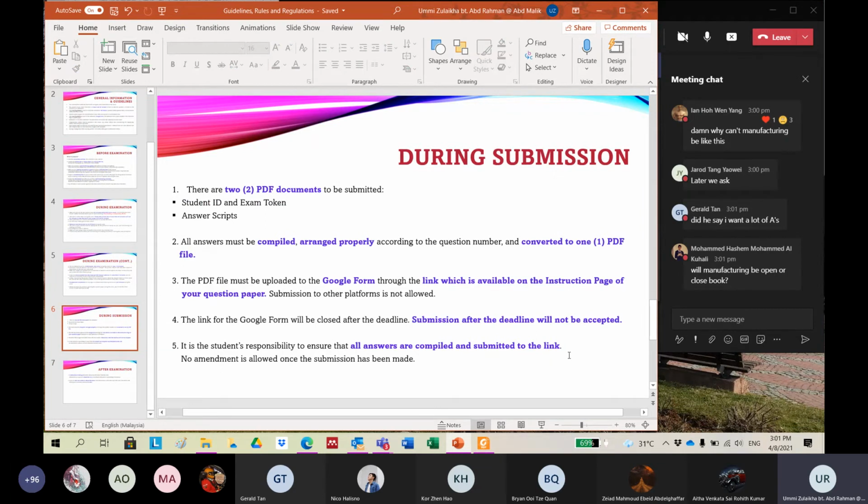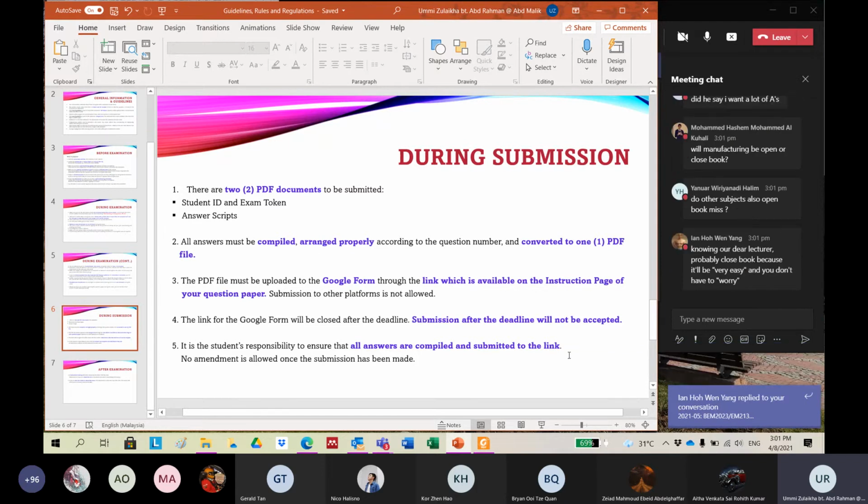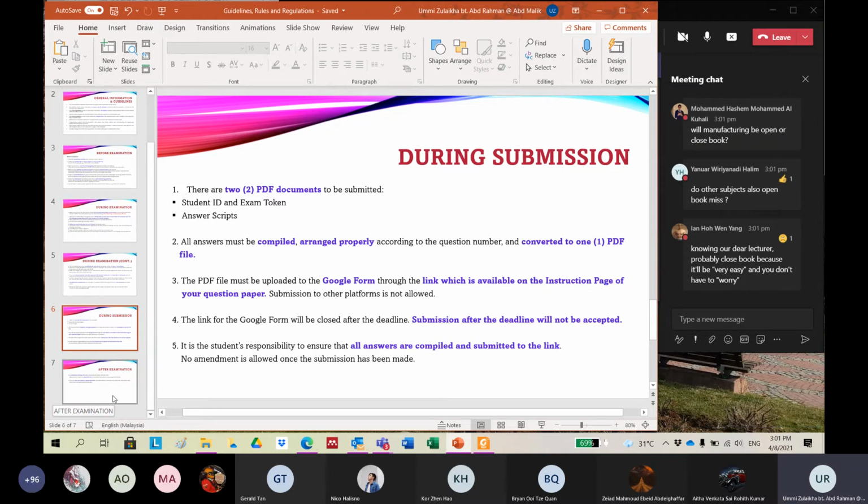My biggest fear is that you only submitted half of your answer. And then after that, Miss, actually these 2 pages I forgot to scan and I forgot to convert to PDF. Sorry, if that happened, then I cannot accept the late submission. No amendment is allowed once the submission has been made. Alright, clear? During submission, any other thing you want to know? One platform only, I don't want so many platforms.